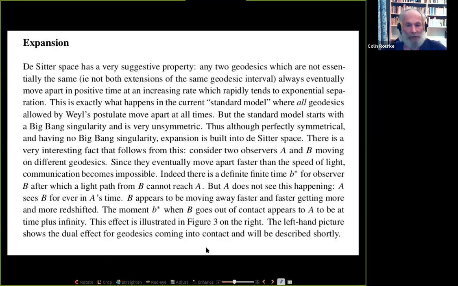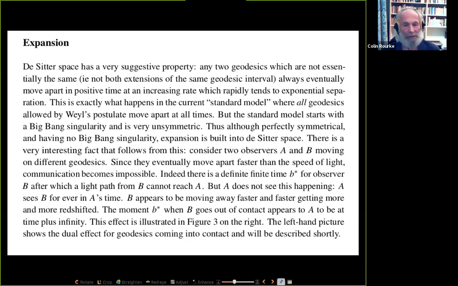Now, if you know anything about hyperbolic geometry, you know that geodesics that go off to infinity go miles apart. They go whizzing off exponentially far apart. Nothing stays close. So if you've got two geodesics which are not essentially the same, in other words, not extensions of the same geodesic interval, and they don't come from the same point in minus infinity, then they always move apart in positive time at an increasing rate, which rapidly tends to exponential separation.